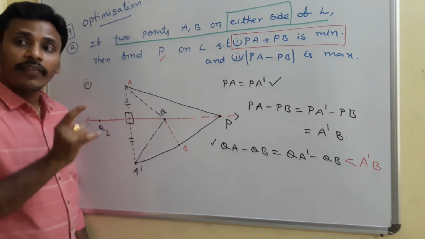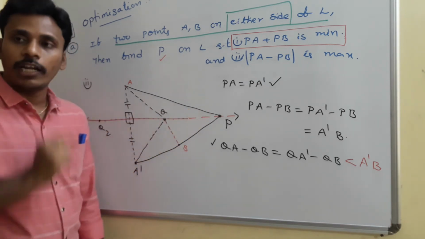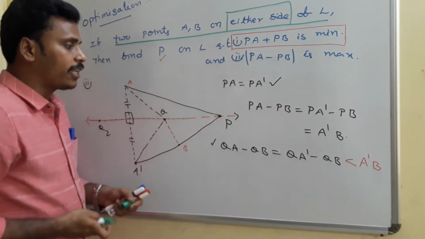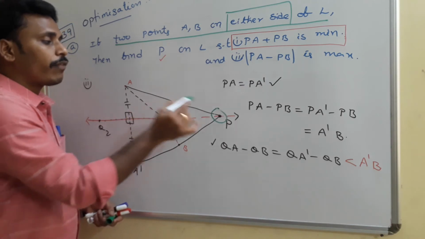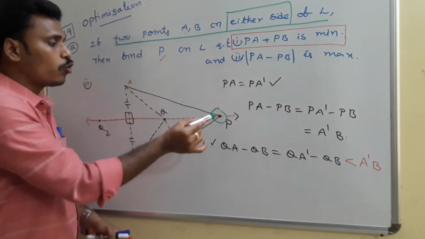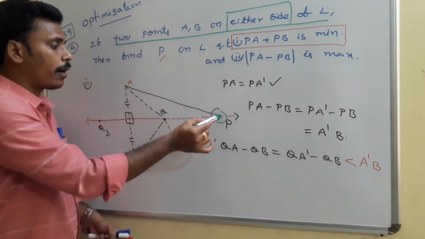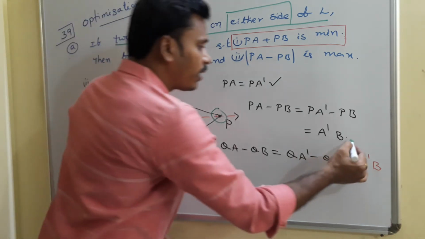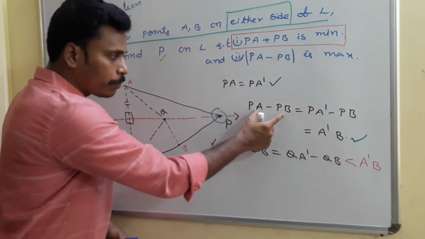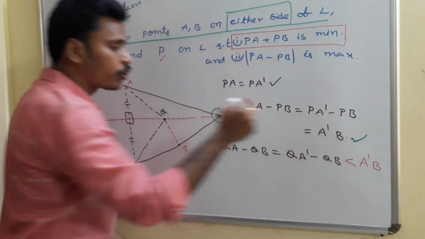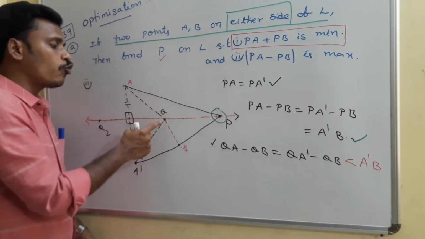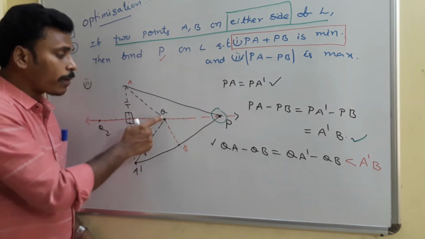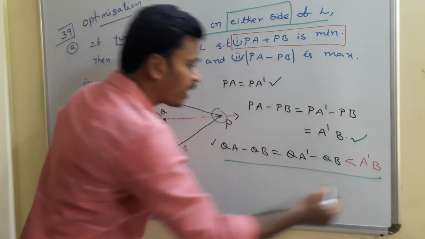Leave it there. The next thing is, on this line there are an infinite number of points. I am identifying my required point P. For this required point P, PA minus PB is equal to PA dash minus PB, and that is equal to A dash B. PA minus PB is just this distance, and that is equal to A dash B. Other than this P, if you take any other point like Q, QA dash minus QB is clearly less than A dash B.